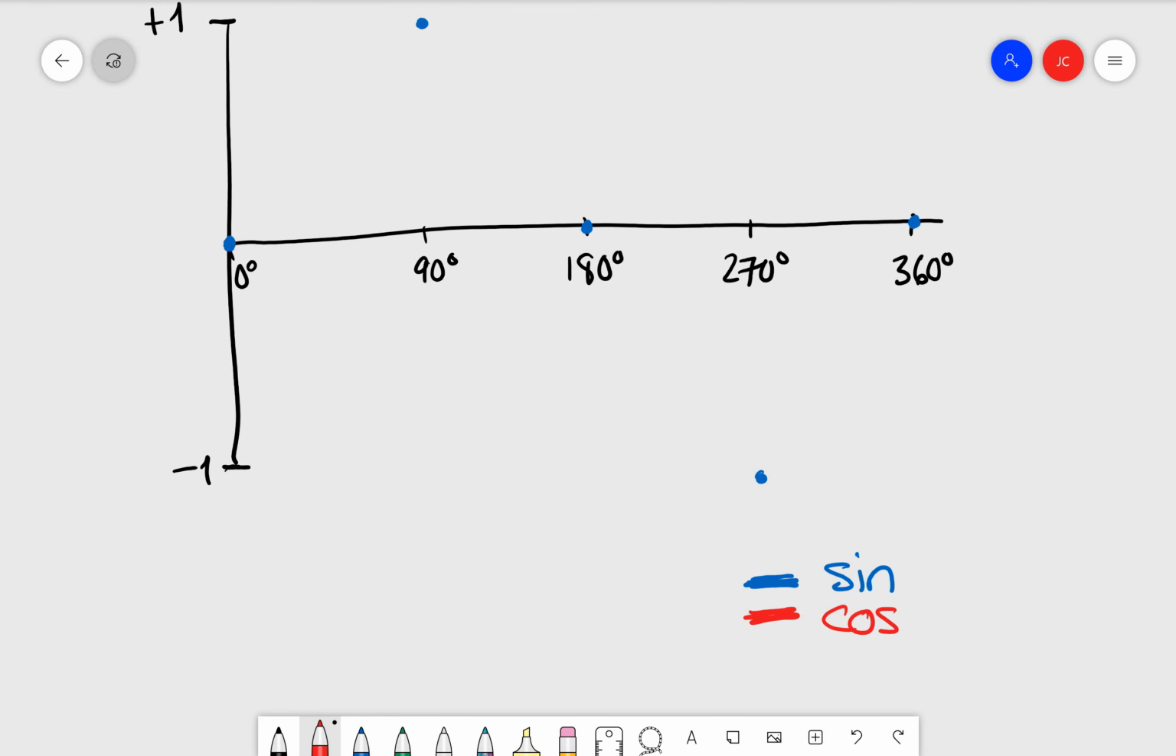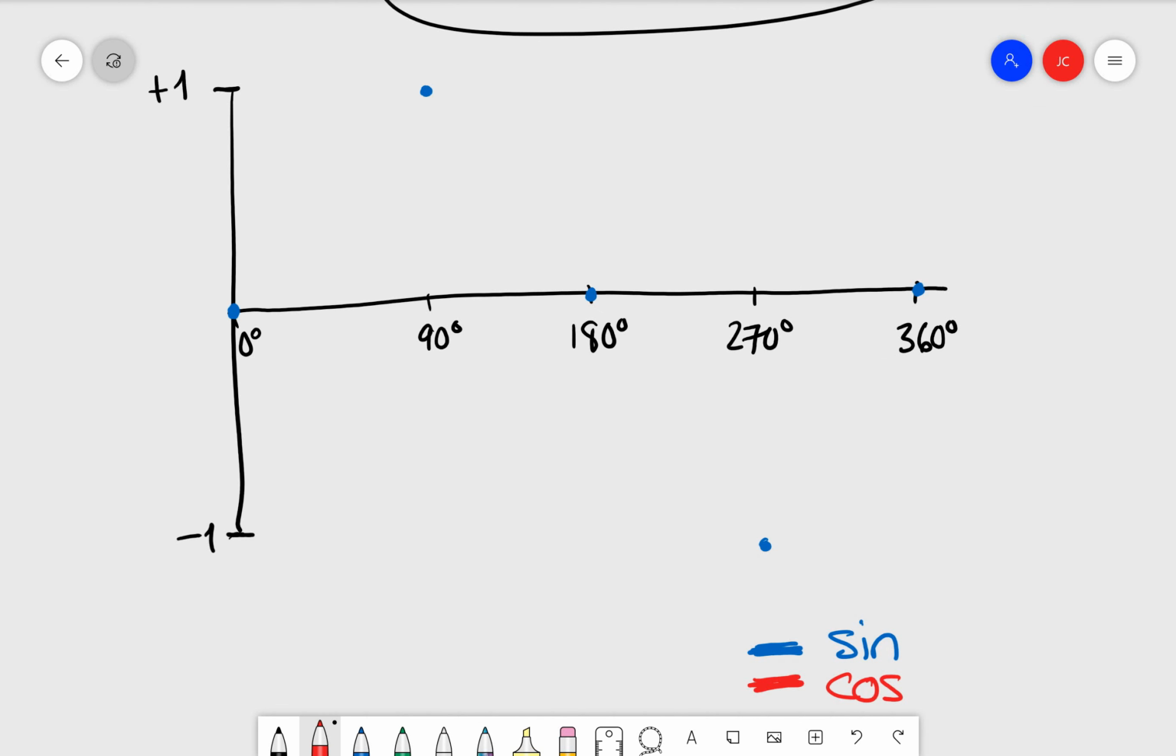Let's do cosine now. Okay, so the cosine of 0 is 1. So we're going to put a 1 right there. The cosine of 90 is 0. The cosine of 180 is -1. So I'm going to put it down here. The cosine of 270 is 0. The cosine of 360 is 1.